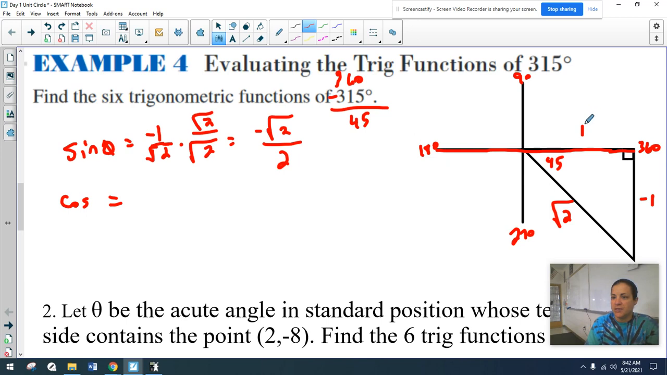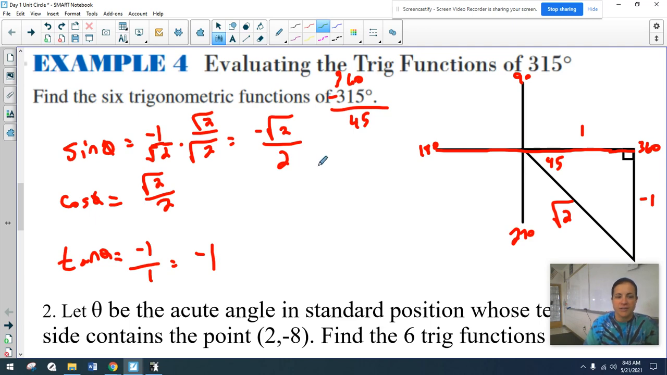Cosine is supposed to be adjacent over your hypotenuse. So it's going to be the exact same thing without the negative. So I'm just going to give you this. Okay, and then for tangent, I forgot my theta. For tangent, tangent is supposed to be opposite over adjacent. So -1 over 1, which is just -1.